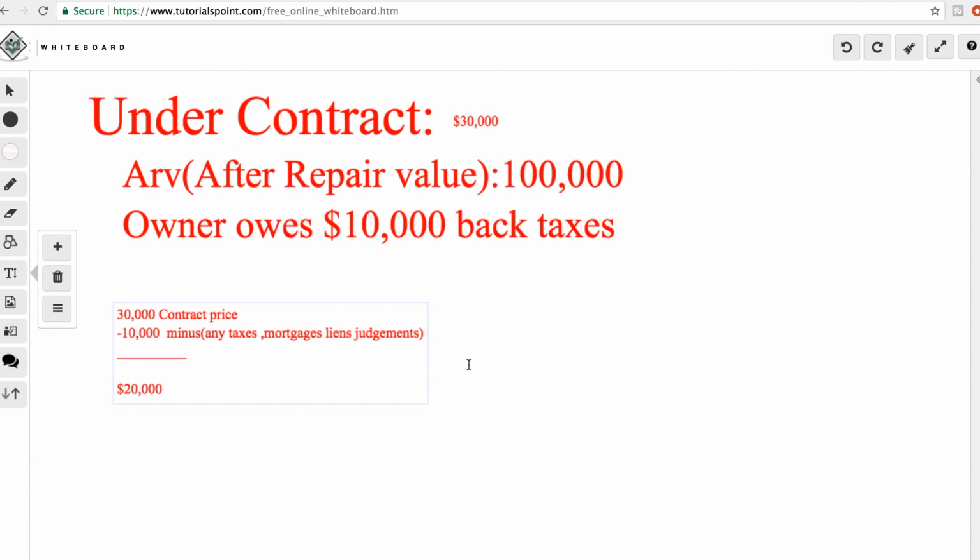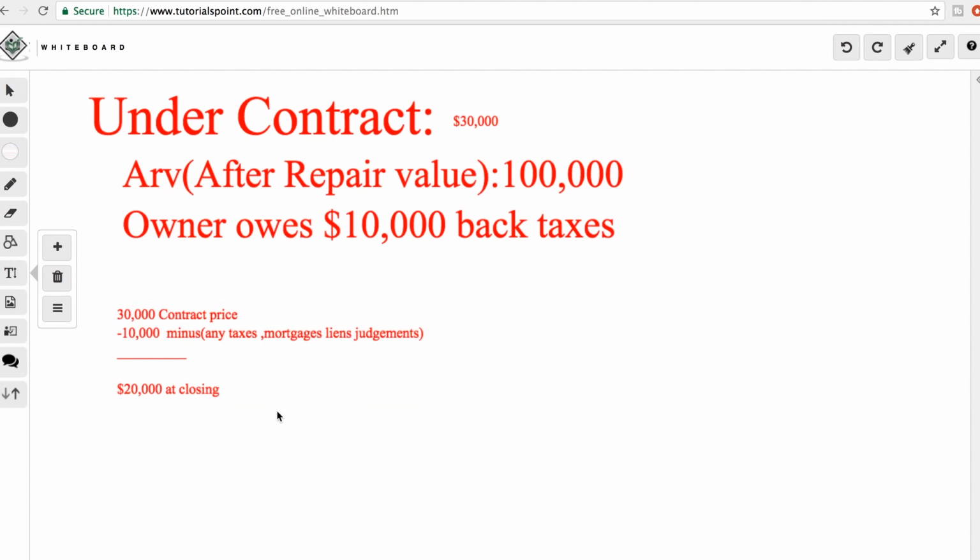So at closing, the seller will get whatever the purchase price is minus whatever back taxes, mortgages, liens, judgments they owe. Now, this still can be a deal, because the seller is going to be aware that she owes 10,000 in back taxes. So whenever you sign a contract, you say, this is the price we're agreeing on, minus any taxes, mortgages, liens, judgments, and you would get that information when you ask them, and that way the seller would know what makes sense for them, minus what they owe. So they're going to get 20,000 at closing, right? So that deal can still go through.